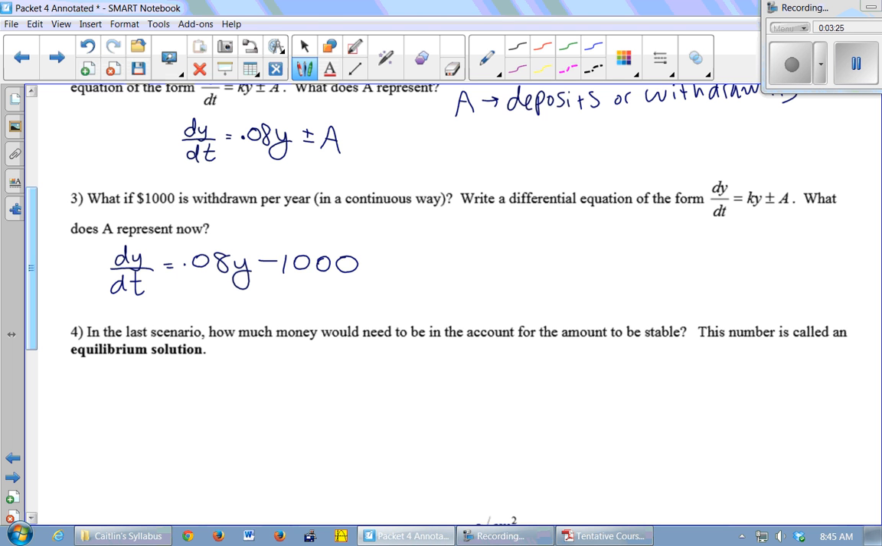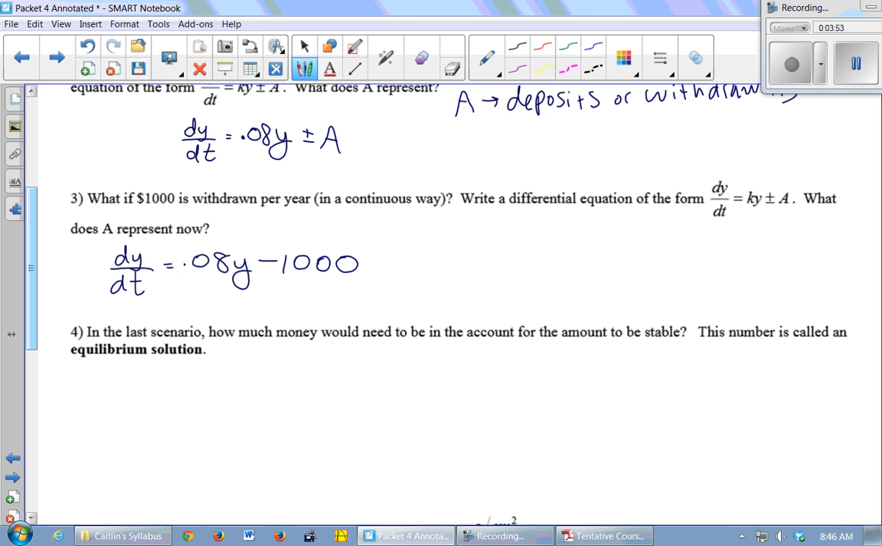So in this last scenario, how much money would need to be in the account for this to be stable? So this is actually a real scenario, like if there's a scholarship fund, they give out $1,000 every year, right? So how much money needs to be in this account so that the 8% growth rate balances the $1,000 award?